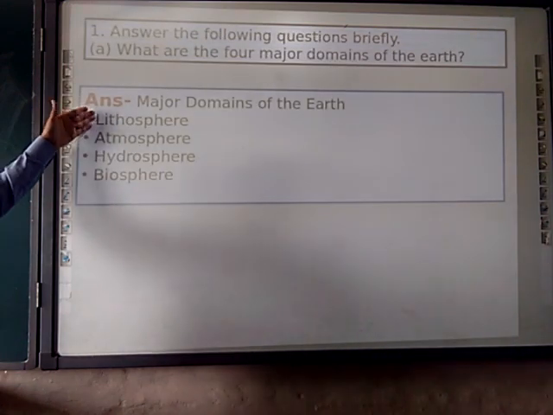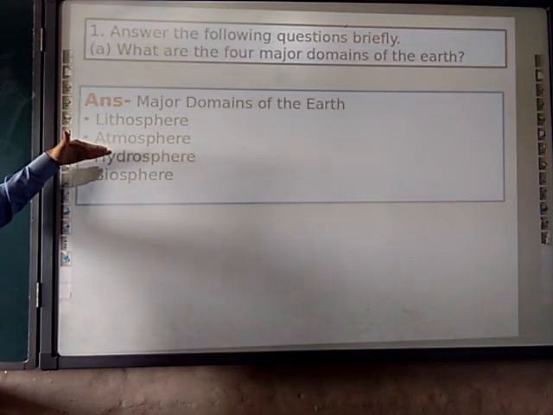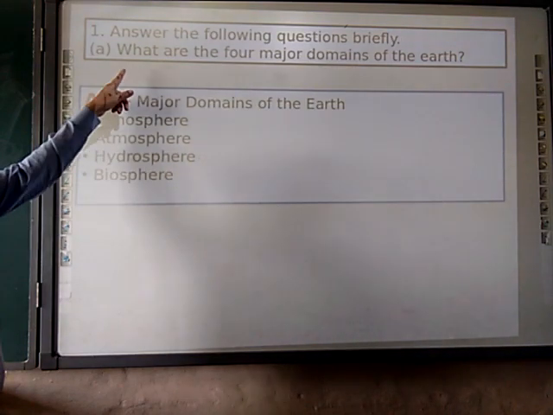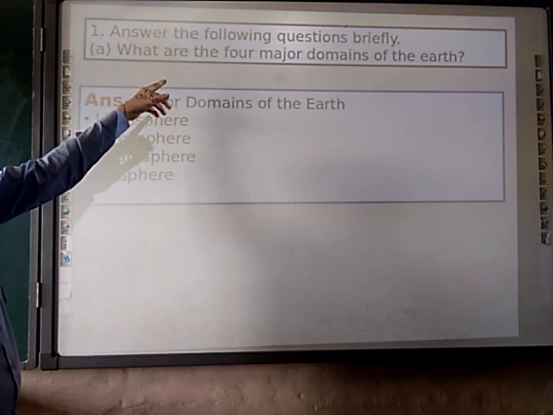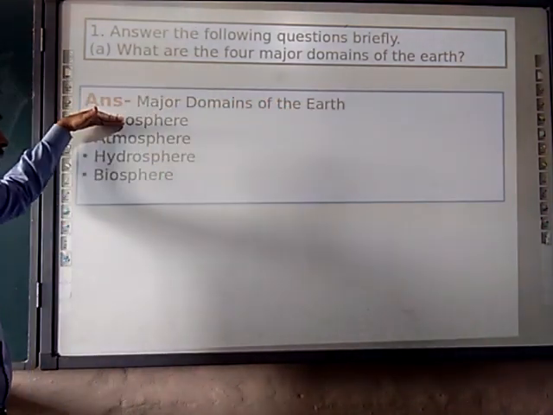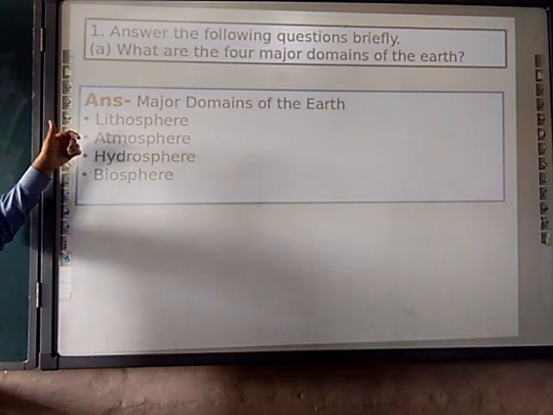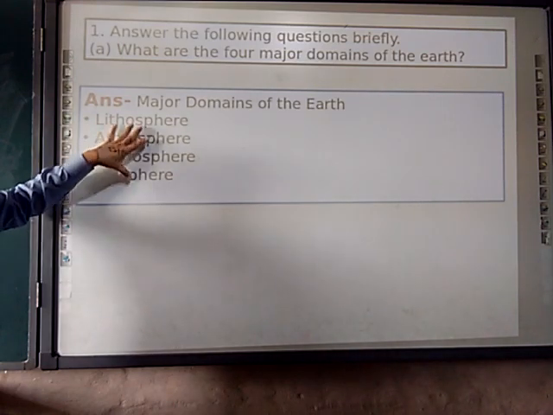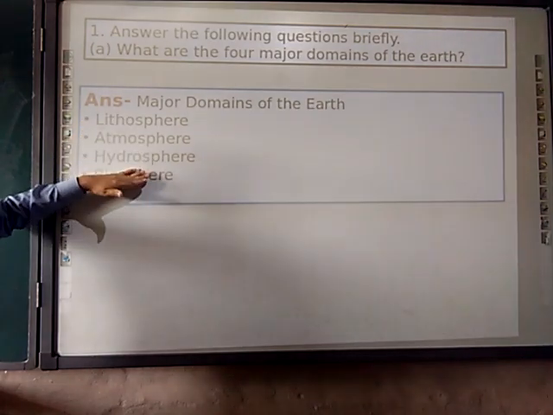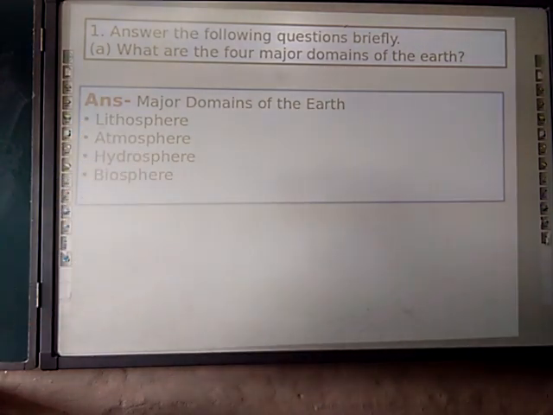The major domains of the earth: lithosphere, atmosphere, hydrosphere, biosphere. How are you going to write the answer? From the question only, you have to copy the half answer. The four major domains of the earth are lithosphere, hydrosphere, atmosphere and biosphere. These four. If it is reciprocal or you write biosphere up or down, no issue.